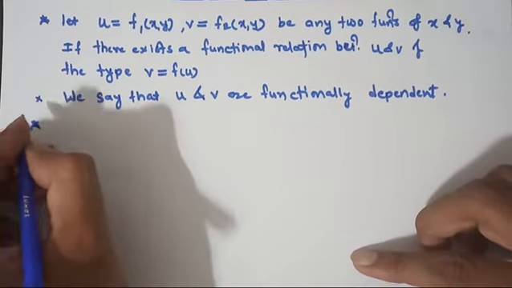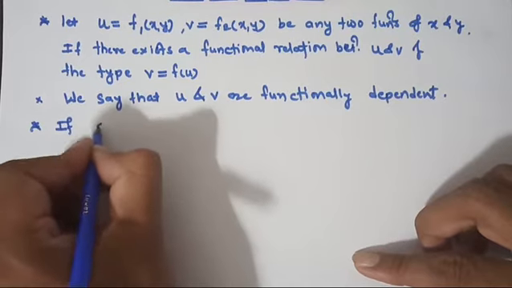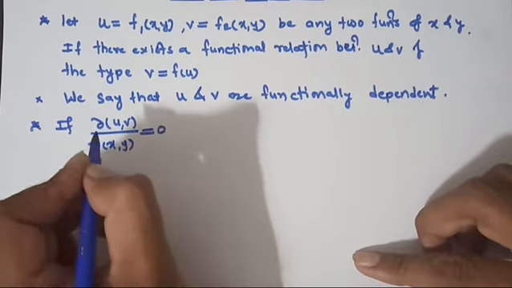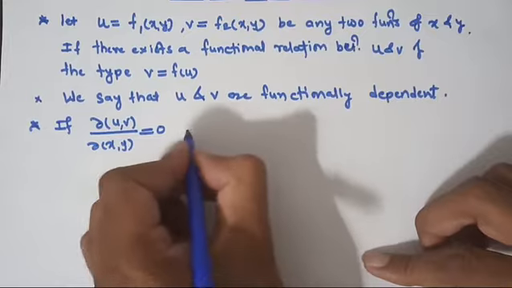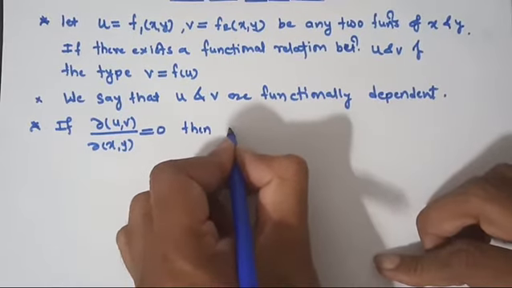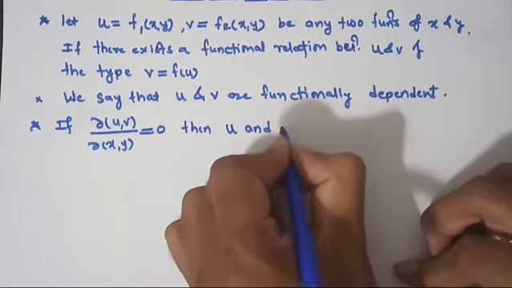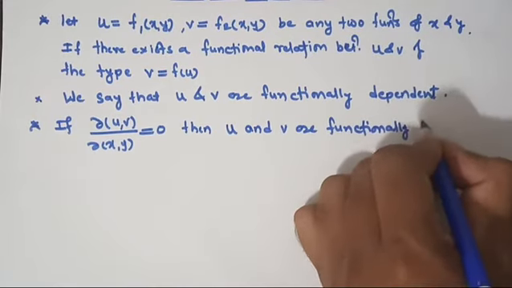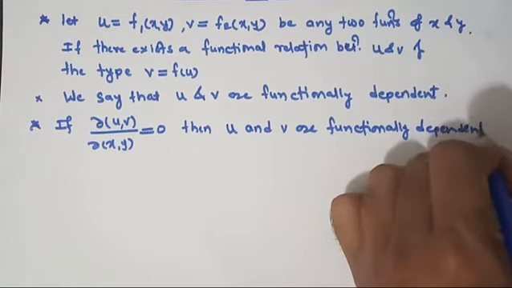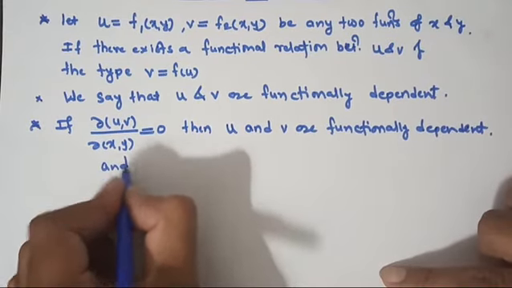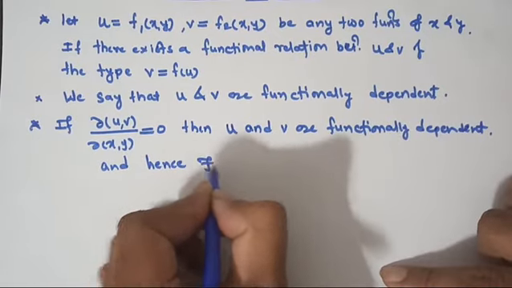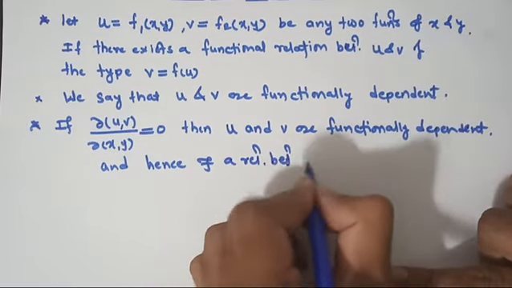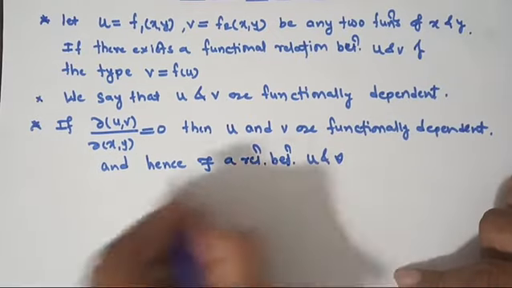Also, if Jacobian of uv with respect to xy is equal to 0, then u and v are functionally dependent, and hence there exists a relation between u and v, and this is the definition of functional dependence.